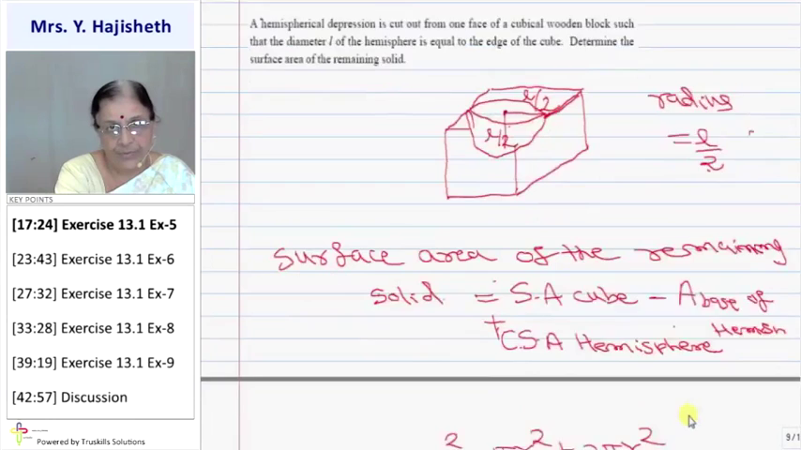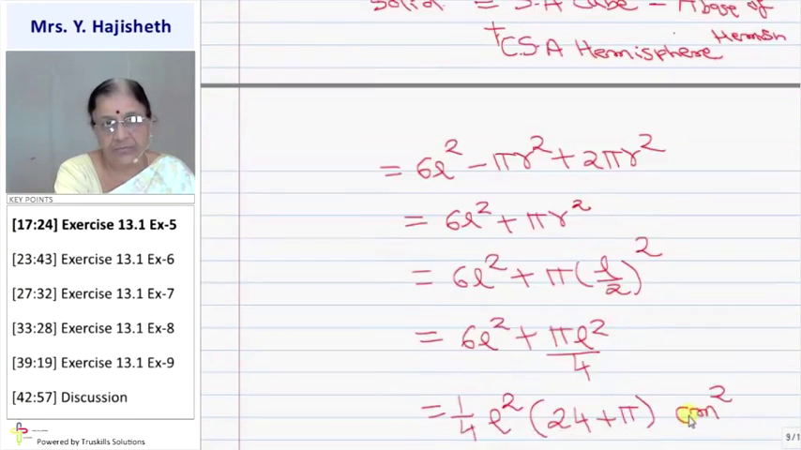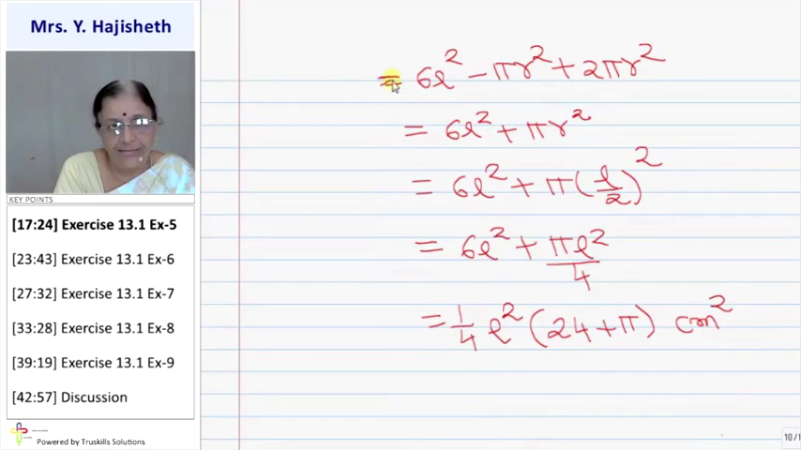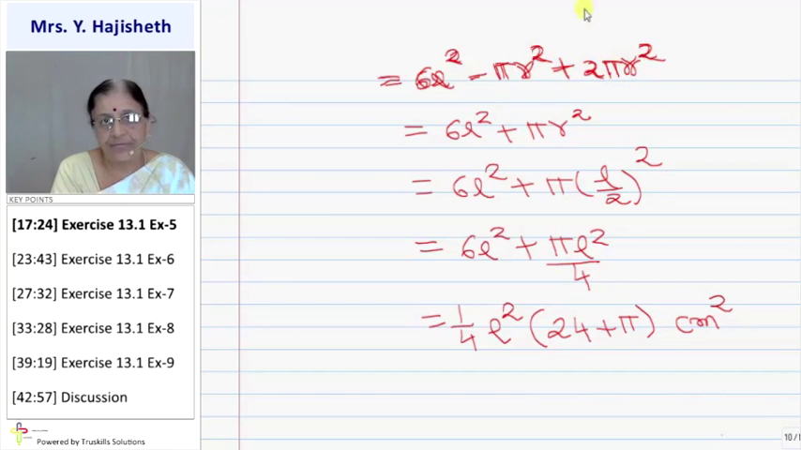So it's very similar to sum number 4. 4 and 5 are carbon copy same. So the formula will remain the same. What is the formula? The formula is 6L square minus pi r square plus 2 pi r square. Right?